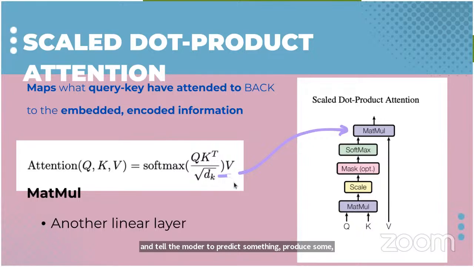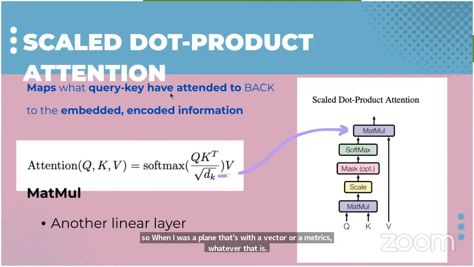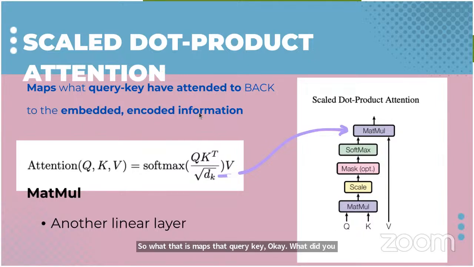And we now have another matrix multiplication. Remember, right now, after the softmax, we have a list of scores. We're now multiplying that with a vector or a matrix, whatever that is. What that does is map what the query and key have attended to back to the embedded encoded information. So this is what you're supposed to attend to. Now we're telling you what to attend to, right? That's what it just means. So we see that these researchers found a way to do reasoning with mathematics. That's why the field of NLP has been growing so much.